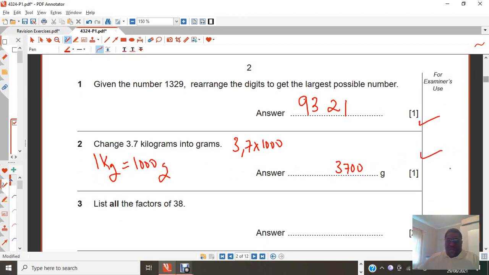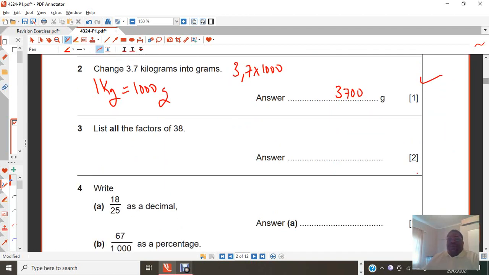This one wants you to list all the factors of 38. 1 goes there. 2 goes in that number. 3 doesn't. 4 doesn't go there. 6 will not even go there because 2 and 3 should go in the same number. You can think of something else. Half of that is 19. And then 38. If you look, 1 times 38, 2 times 19, these are the factors of 38.